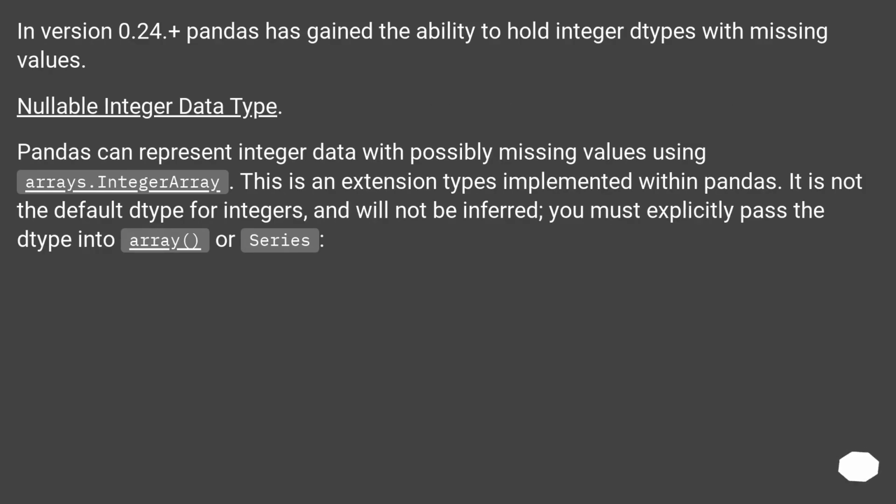In version 0.24, Pandas has gained the ability to hold integer dtypes with missing values. Nullable integer data type: Pandas can represent integer data with possibly missing values using arrays.IntegerArray. This is an extension type implemented within Pandas. It is not the default dtype for integers, and will not be inferred. You must explicitly pass the dtype into array or Series.